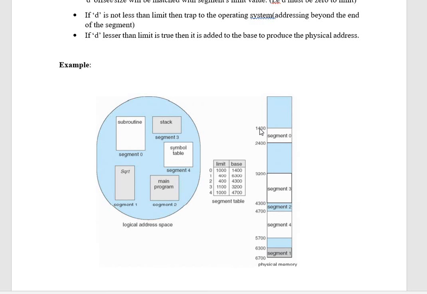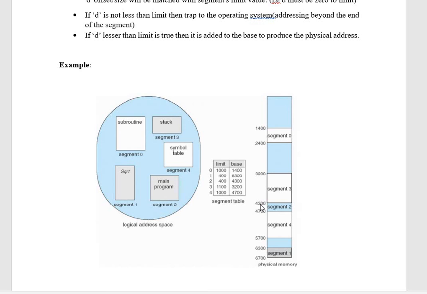Looking at the memory, segment 0 is available from the starting address 1400. This is the base address. The limit is nothing but the length of the segment. How do you get the length of the segment? By taking the difference between the end address and the begin address. If you do 2400 minus 1400, that gives the length of that segment. That is the limit field. So 1000 is the length of segment 0.